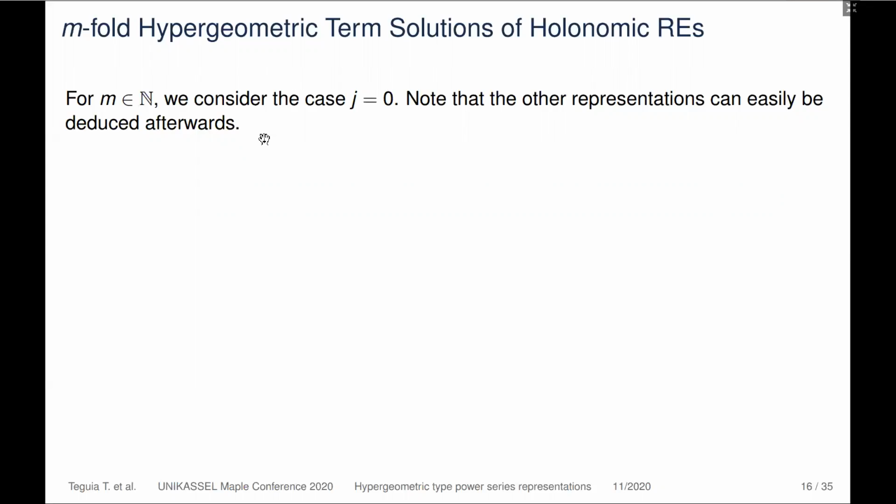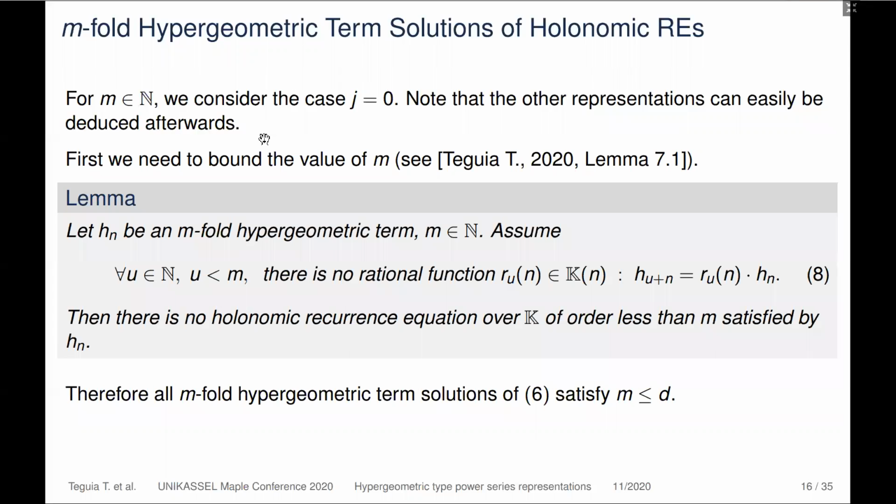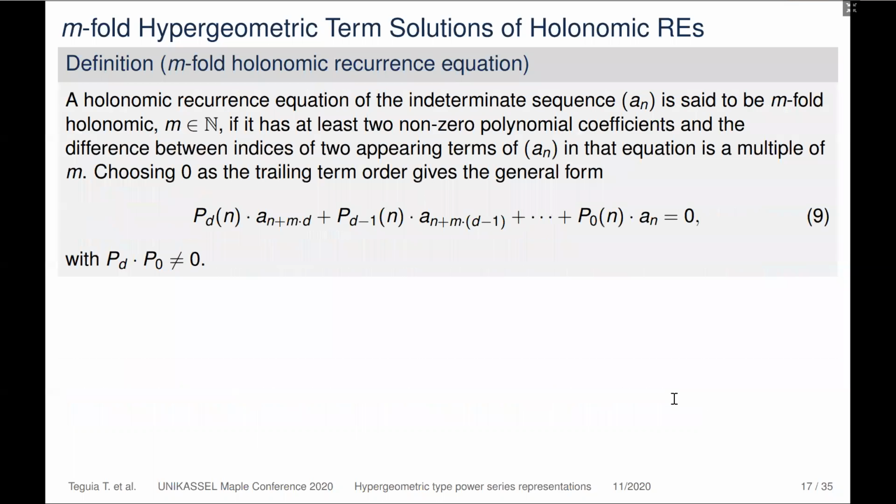So first of all, we want to bound the value of m, and we have the following lemma that allows us to bound the value of m with the order of the recurrence equation. So this means that m-fold hypergeometric term solutions of a given recurrence equation have the value of m less than or equal to the order. Now, after this lemma, let us introduce some definitions. The first definition is a definition of what we call an m-fold holonomic recurrence equation.